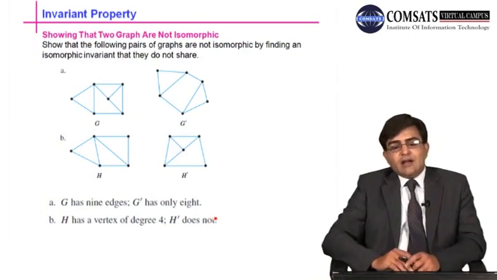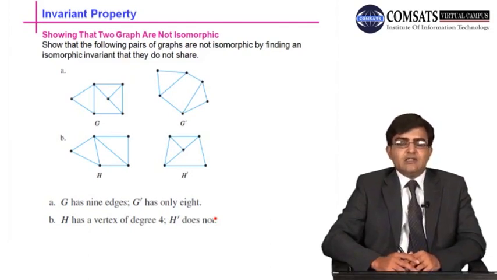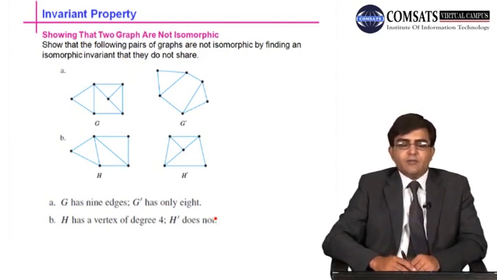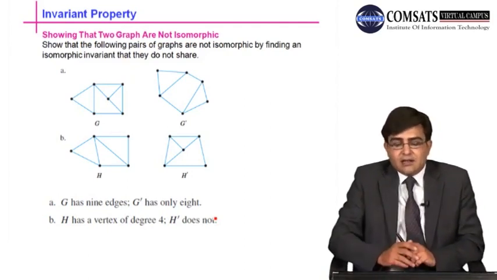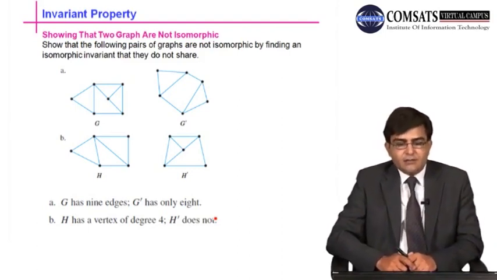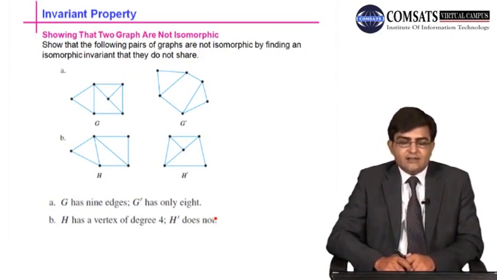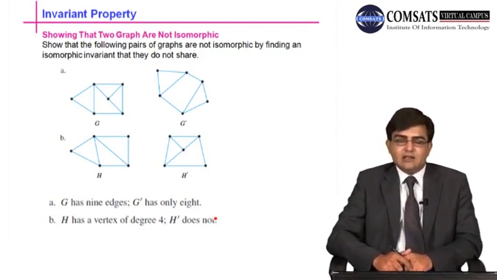Showing that two graphs are not isomorphic. Show that the following pairs of graphs are not isomorphic by finding an isomorphic invariant that they do not share. Means we are trying to find some property which is not common in both graphs, and we can conclude that these two graphs are not isomorphic. For example, in part A we are given two graphs G and G dash. G has 9 edges, we can immediately see, and G dash has only 8 edges. Therefore these two graphs are not isomorphic.